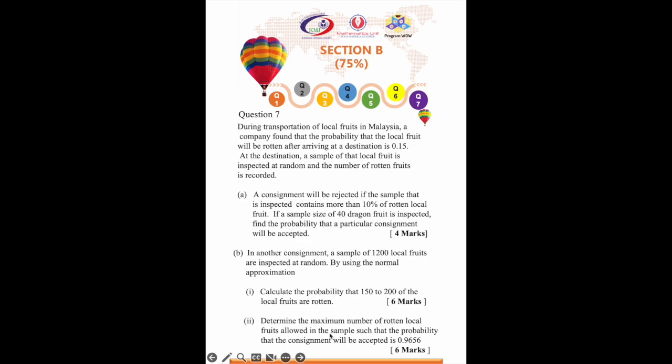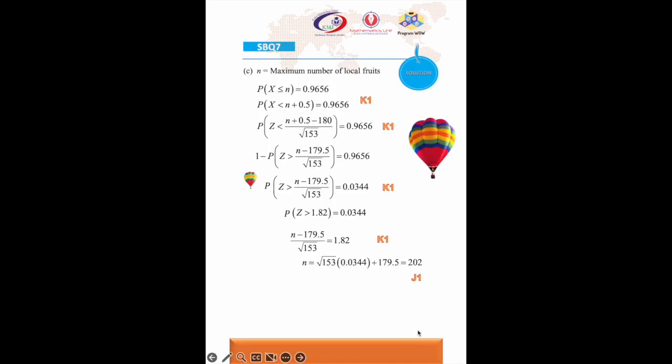Determine the maximum number of rotten fruit. So now our n is unknown, but the probability that the consignment will be accepted is 0.9656. We know it will be rejected if it is greater than 10%. So now we know the probability of less than is equal to 0.9656. Since this is a binomial and we're going to change it to normal, we need to do continuity correction. So this is less than or equal to n. If it's a value that includes, we need to make a continuity correction that doesn't include that number, which is n plus 0.5.